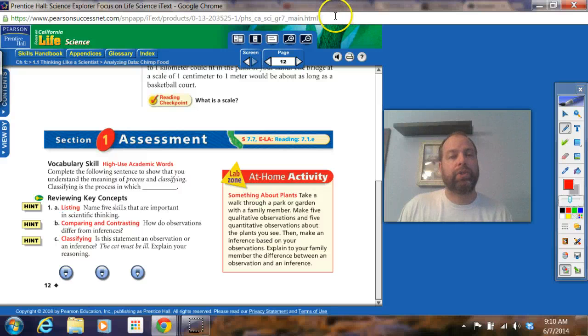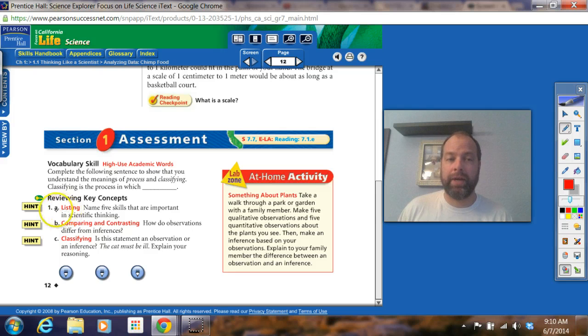Now let's look at page 12, section 1, the assessment at the end of this section. There are 3 questions here: a listing question, a comparing and contrasting question, and a classifying question. So question number 1, name 5 skills that are important in scientific thinking.